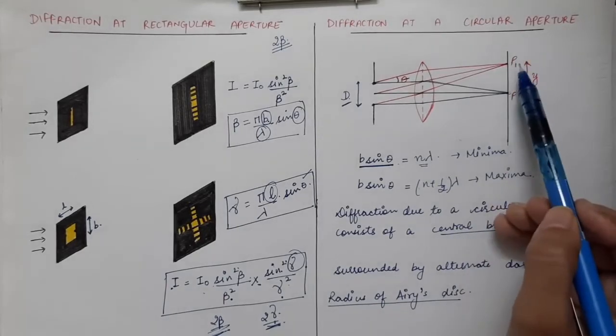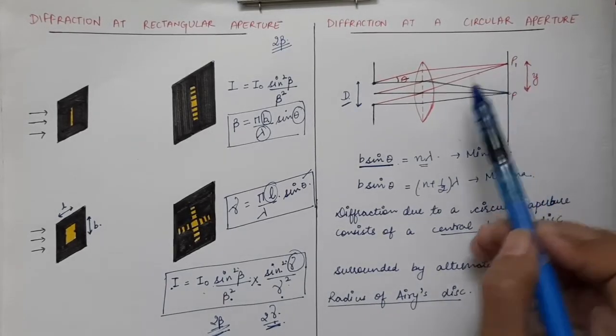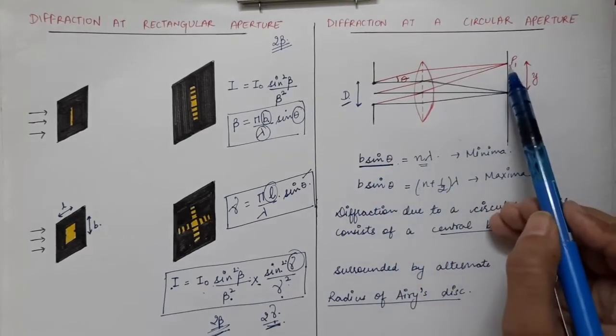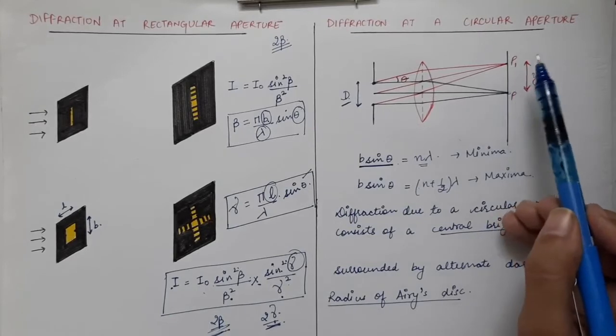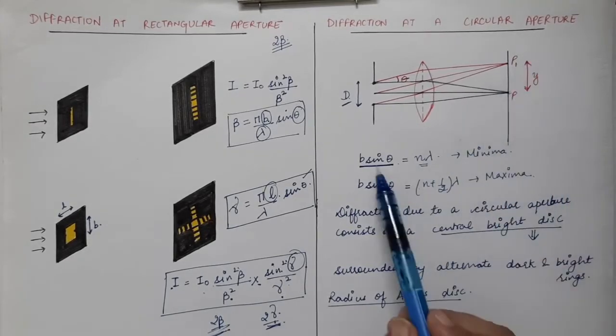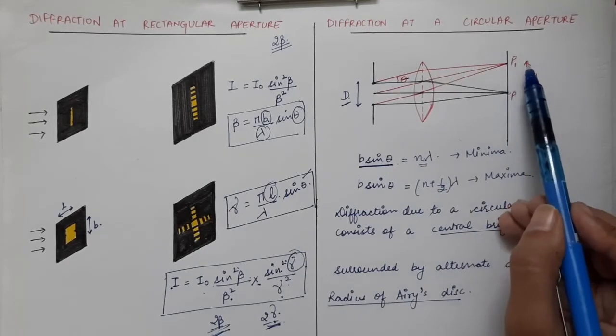Now let's consider this P1 point is a minima. So the condition b sine theta is equal to lambda, this first condition, is satisfied at P1 point. We are just supposing that at P1 point the first condition is satisfied. So at P1 point we will obtain a minima.